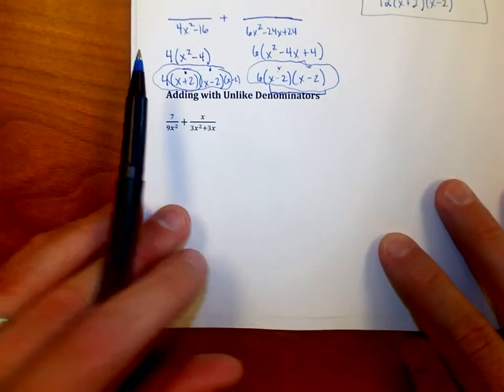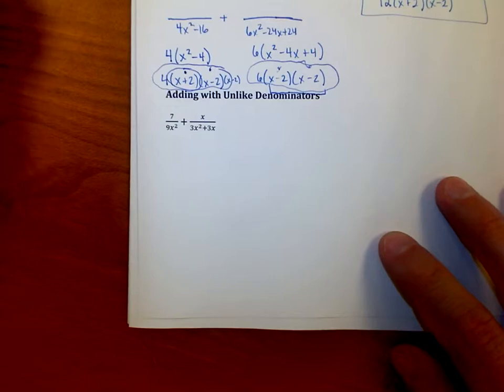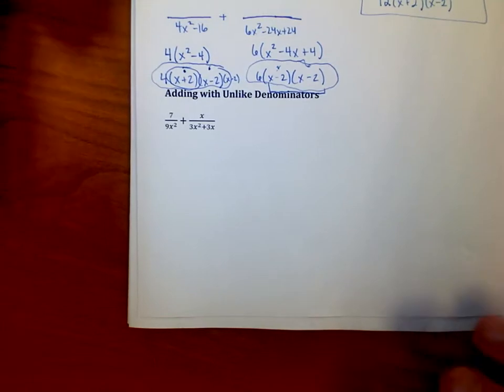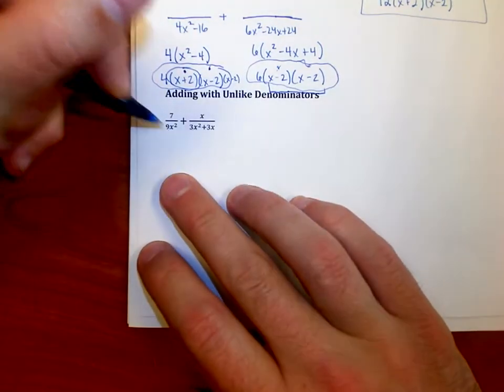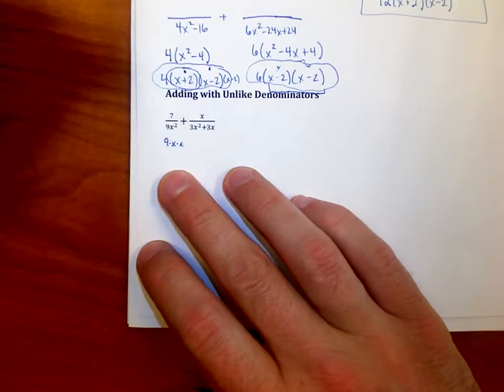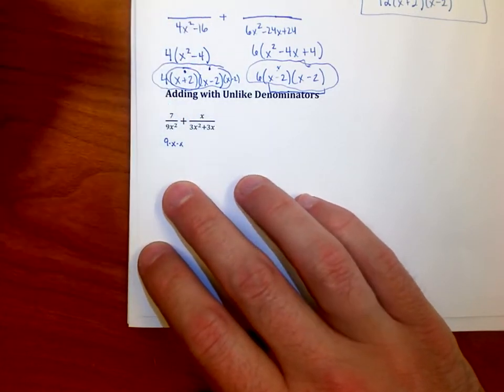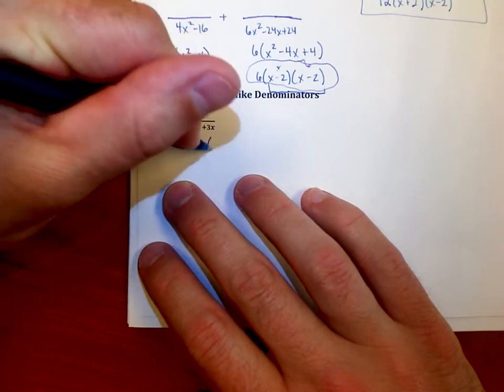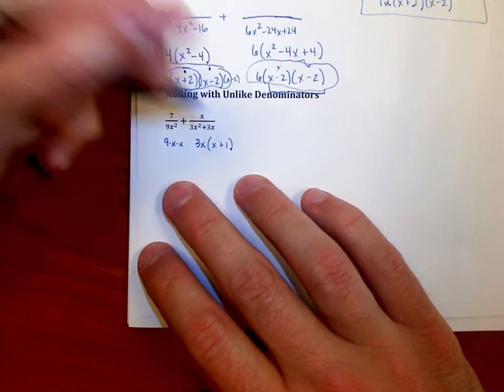We're going to get a common denominator first, and then we're going to combine the fractions, and then we're going to look to see if it reduces at all. So the first step to getting the common denominator is just factoring, okay? What do I have over here? I have a 9 times an x, right? 9x squared. On the right-hand side, it looks like I can pull out a 3x. And if I do that, I'm left with x plus 1.